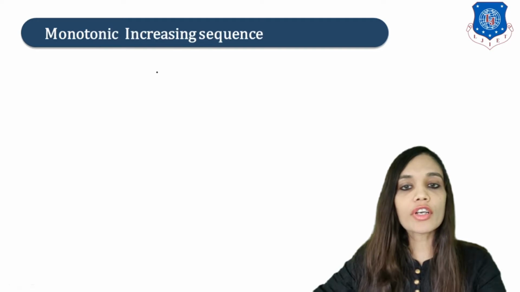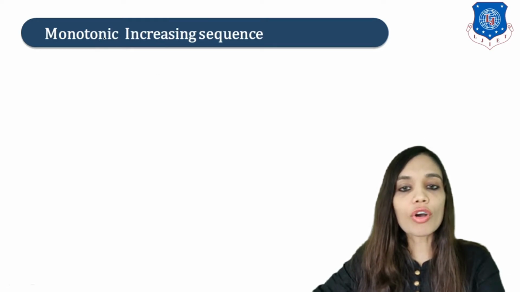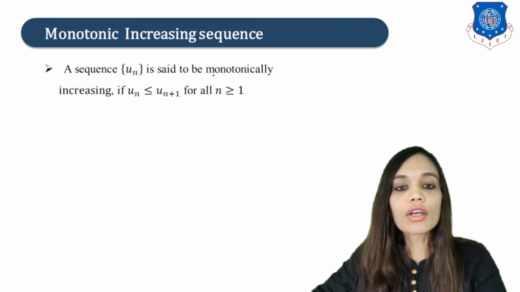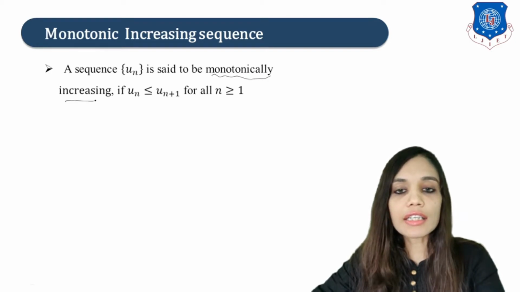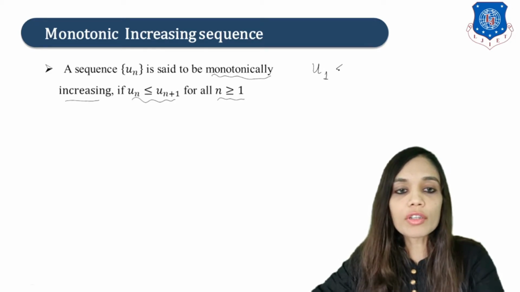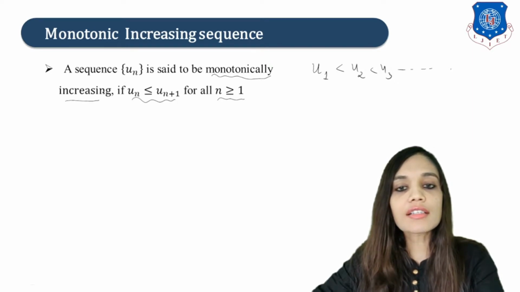Let us start with the first topic, that is the definition of monotonic increasing sequence. A sequence Un is said to be monotonically increasing if Un is less than or equal to Un+1 for all n greater than or equal to 1. That is, U1 will be less than U2, less than U3 and so on. This type of sequence is known as a monotonically increasing sequence.